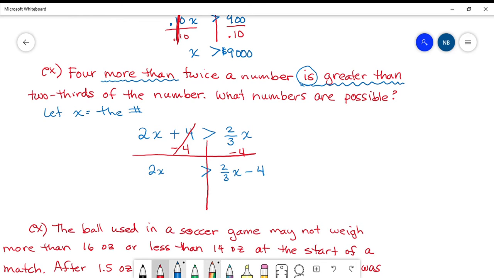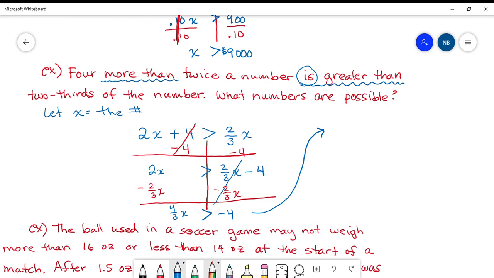Now notice I have variables on both sides. I need to move the 2/3 x from the right to the left. And I do that by subtracting, because 2/3 x minus 2/3 x is 0, leaving -4 by itself. Greater than symbol still there. 2x minus 2/3 x is 4/3 x. So I'm going to recopy this up here. So I have 4/3 x is greater than -4.